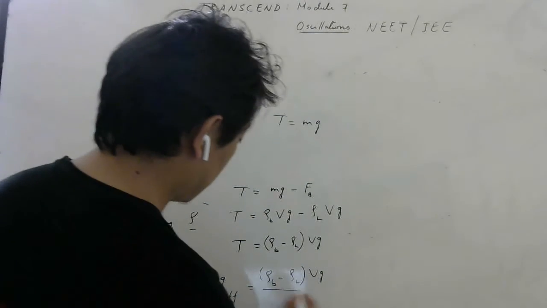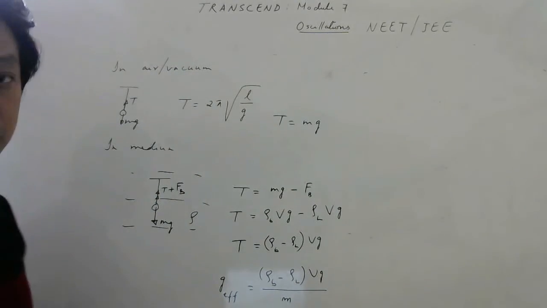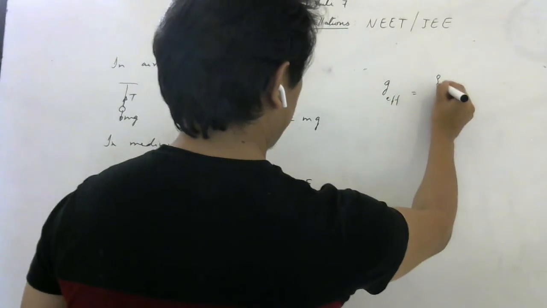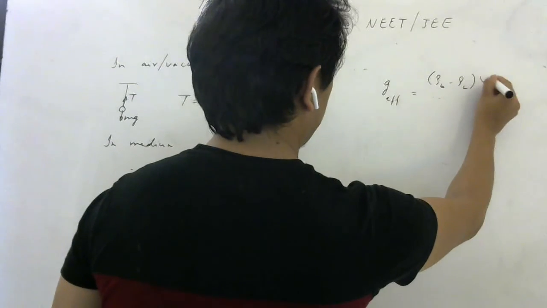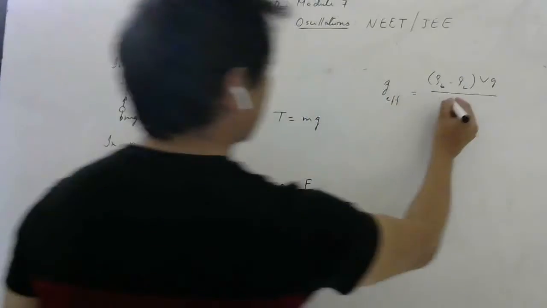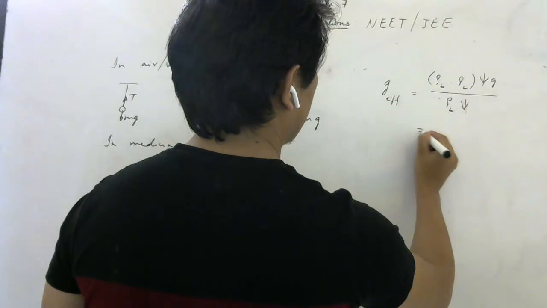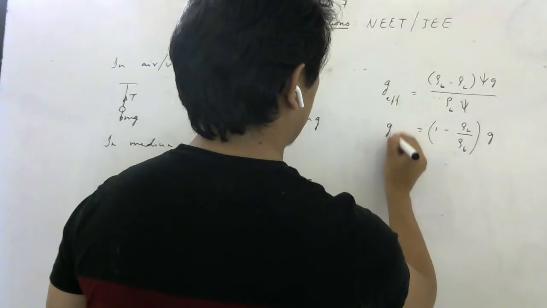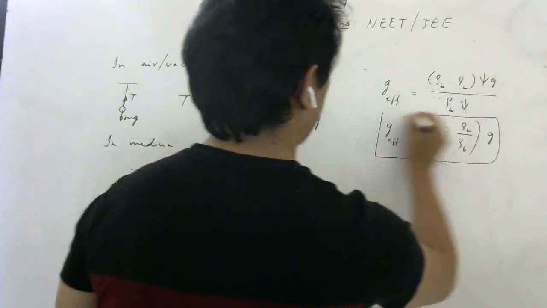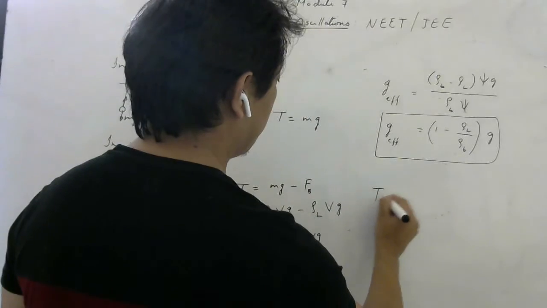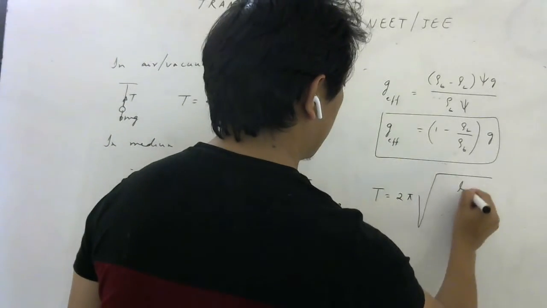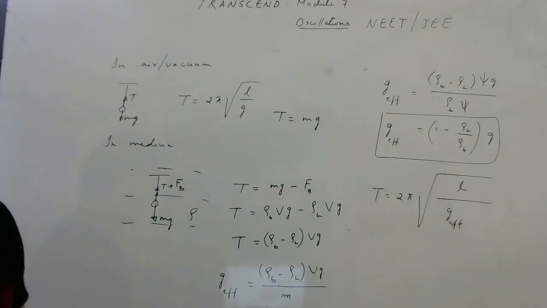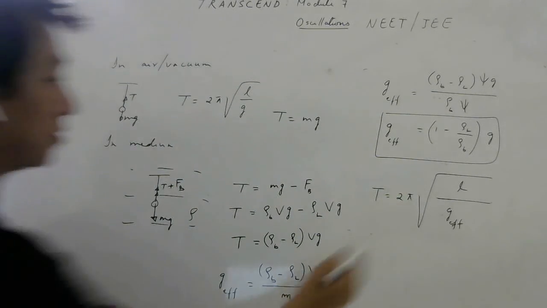So divide this by mass. So g effective will be density of body minus density of liquid into Vg, divided by the mass of the body. I can write the mass in terms of density of body into volume. So volume will cancel. This will be 1 minus rho L by rho B into g. So that will be the g effective, which should be used now in the formula for time period of the pendulum: 2 pi root over L by g effective. So when a pendulum oscillates in a medium whose density is not negligible, you must use this formula.